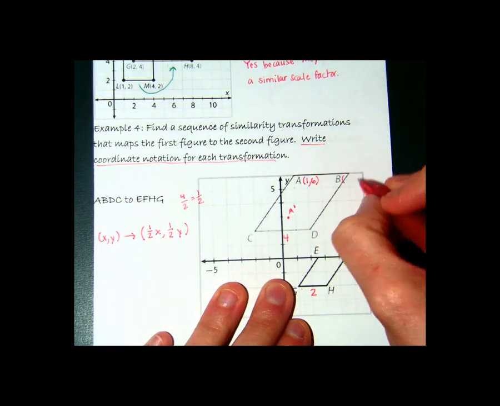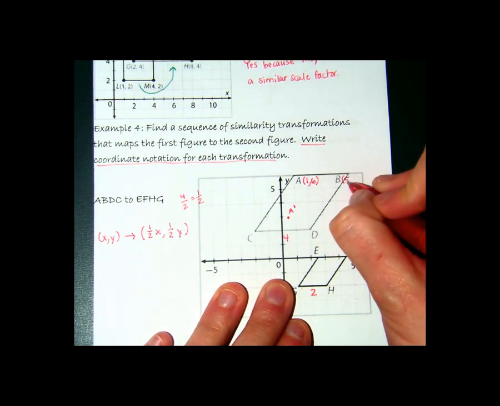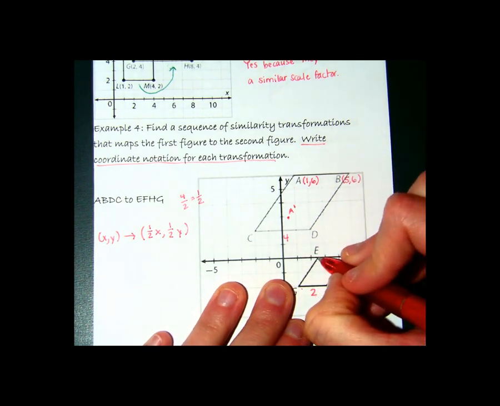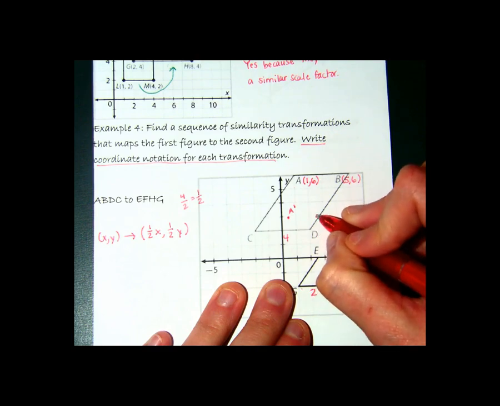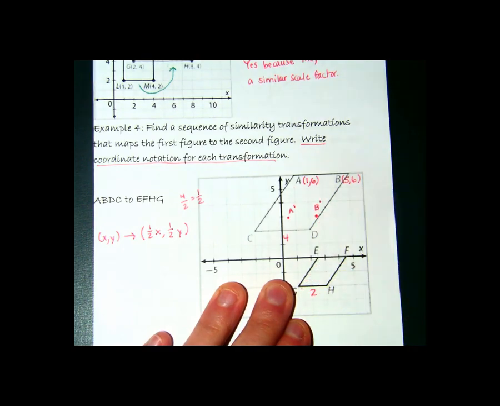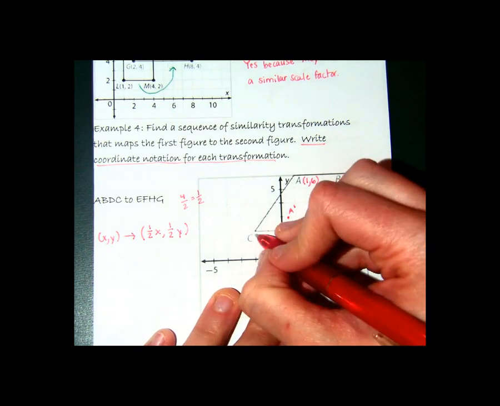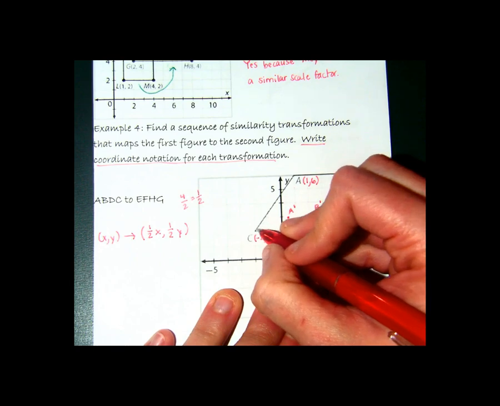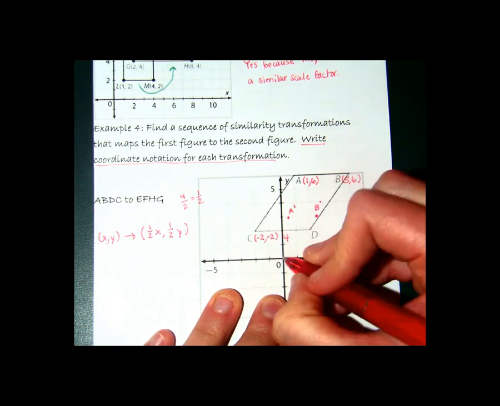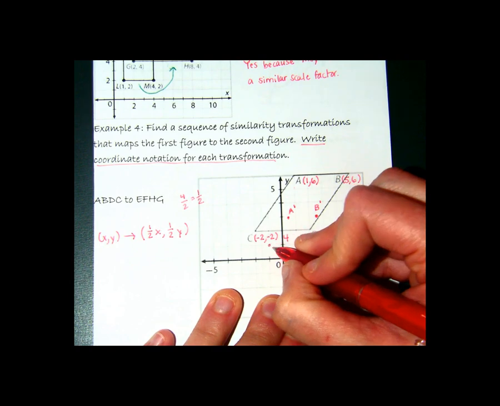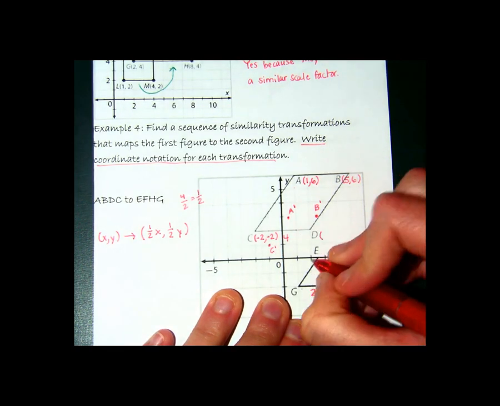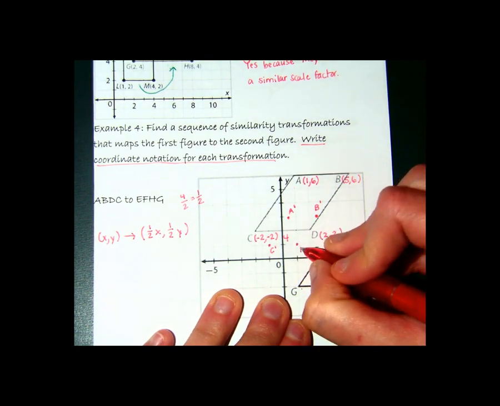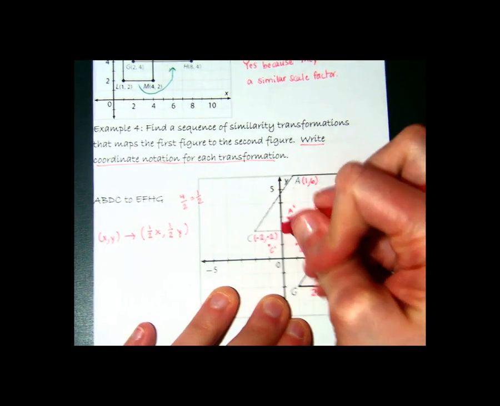B is at 5, comma 6. So half of that is 2.5, comma 3. 1, 2, 3. About right there. B prime. Okay. C is at -2, comma -2. So that in half is -1, comma -1. C prime. D is at 2, comma 2. So that in half is 1, comma 1. There's D prime. I'm going to erase this measurement because it's kind of getting in the way for now.